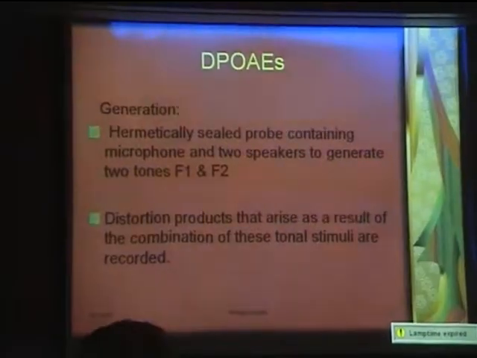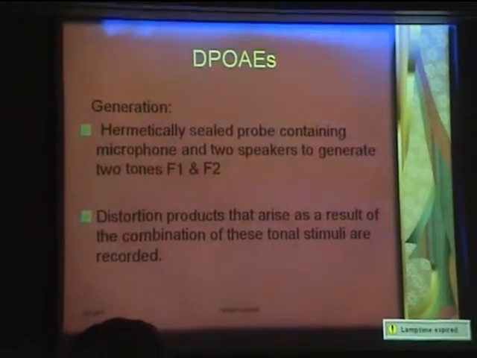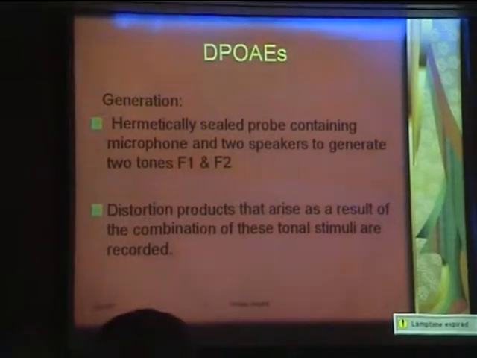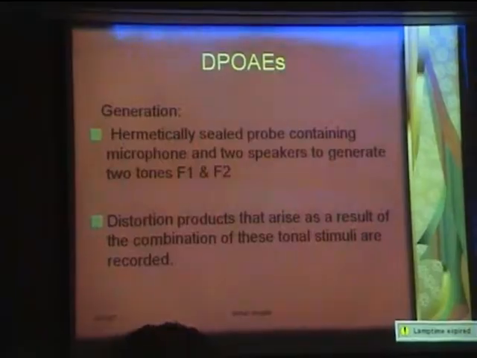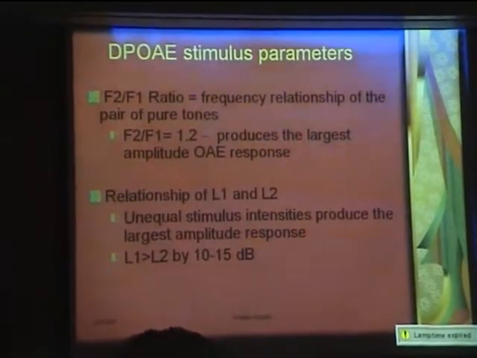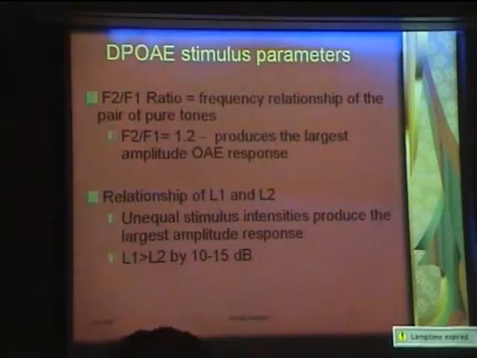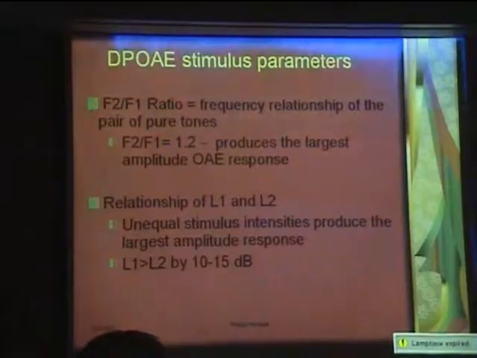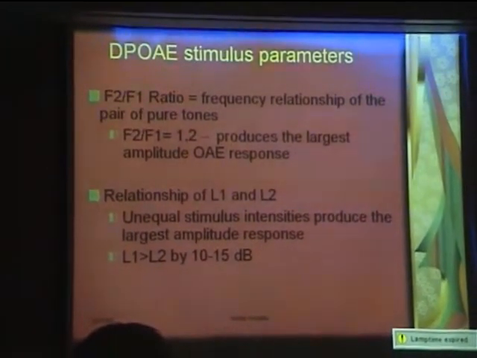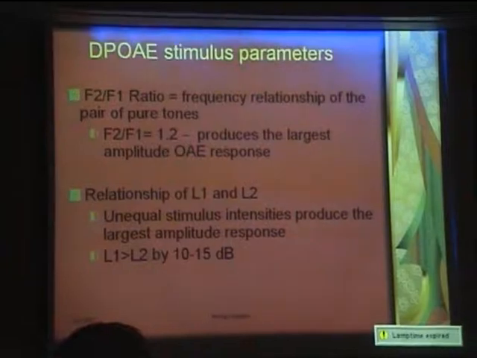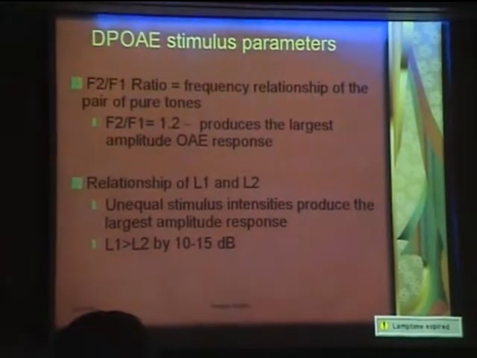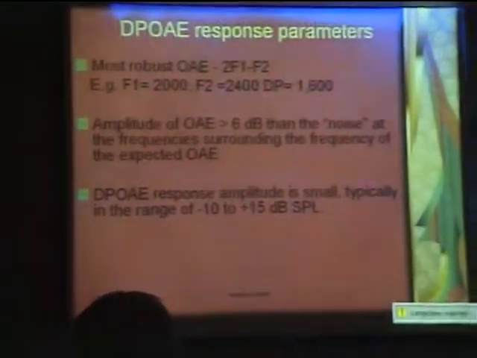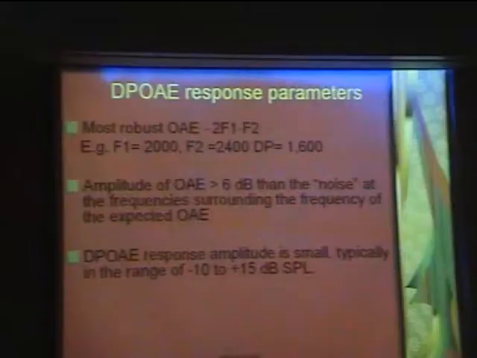In DPOAEs, we use two tones, F1 and F2, and the result is that we get the distortion product emission which can be recorded in the ear canal. Generally what has been found is that the best DPOAE is recorded for F1 and F2 which are in a ratio of 1.2, and when they are presented at different intensities of 65 and 55 dB SPL. So the most robust response is found at 2F1 minus F2.